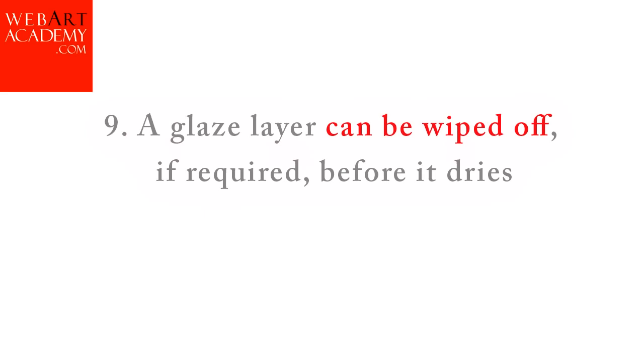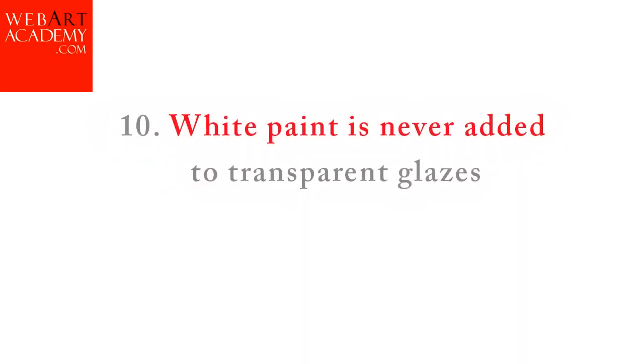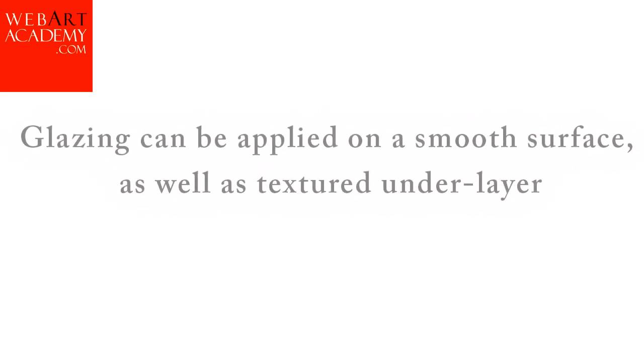9. A glaze layer can be wiped off, if required, before it dries. 10. White paint is never added to transparent glazes. It blemishes the pure transparency badly. Glazing can be applied on a smooth surface, as well as a textured underlayer.